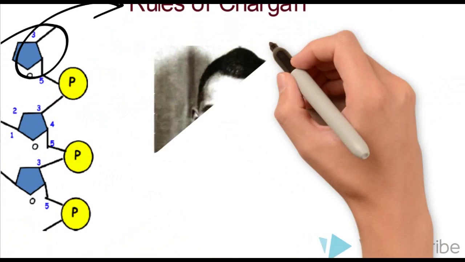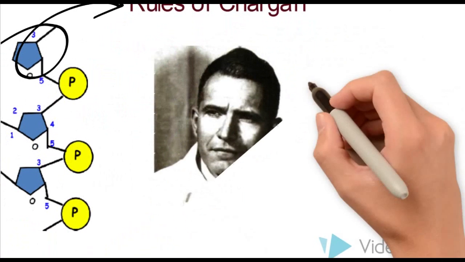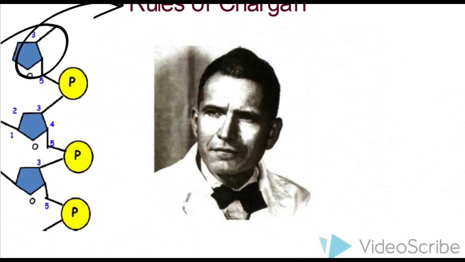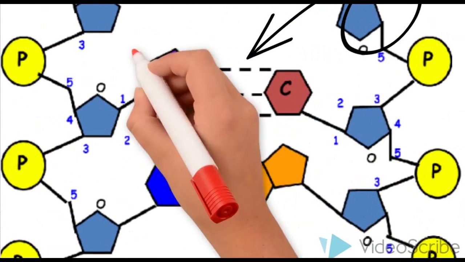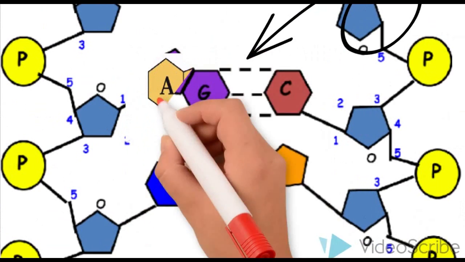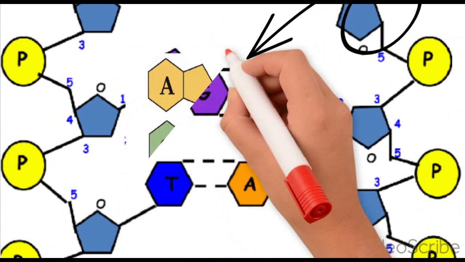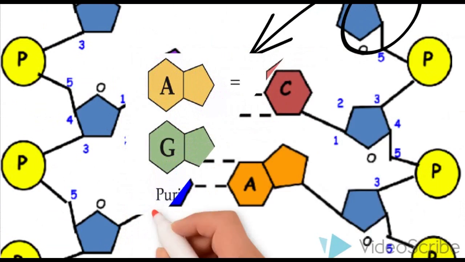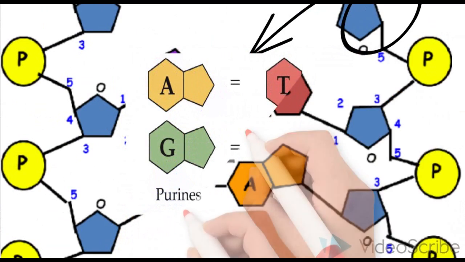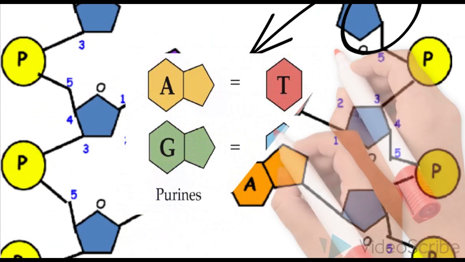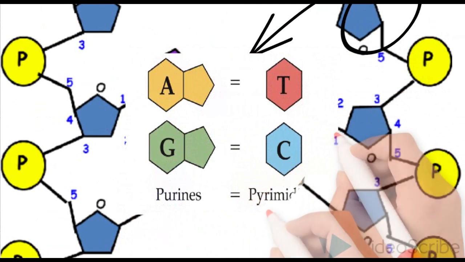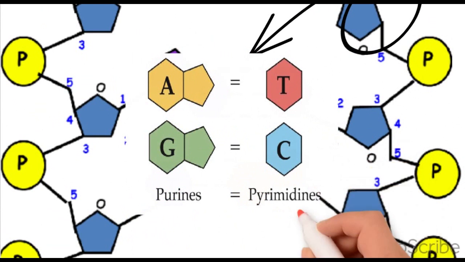According to Chargaff's rule, you know that adenine always binds complementarily with thymine, and their binding is with hydrogen bonds. They have 2 hydrogen bonds. What about cytosine? It always binds complementarily with guanine, and their complementary binding has 3 hydrogen bonds. So adenine and guanine are purines. What about thymine and cytosine? They are pyrimidines.